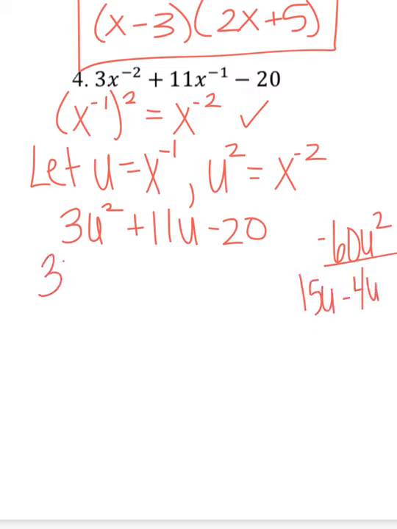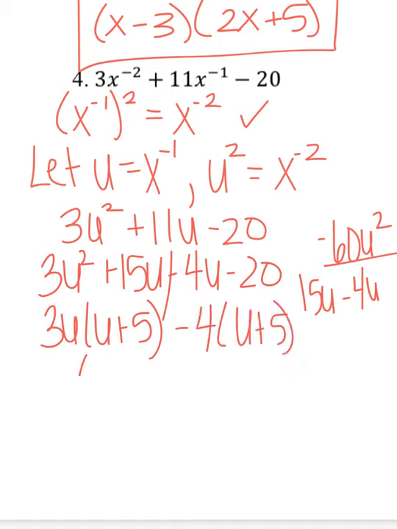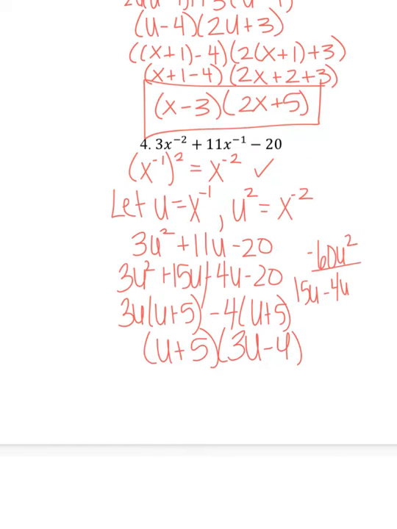So we have 3u squared plus 15u minus 4u minus 20. Split it in half. 3u, u plus 5, negative 4, u plus 5. The u plus 5 comes out. You're left with 3u minus 4. And then you substitute back. So this would be x to the negative first plus 5, 3x to the negative first minus 4.